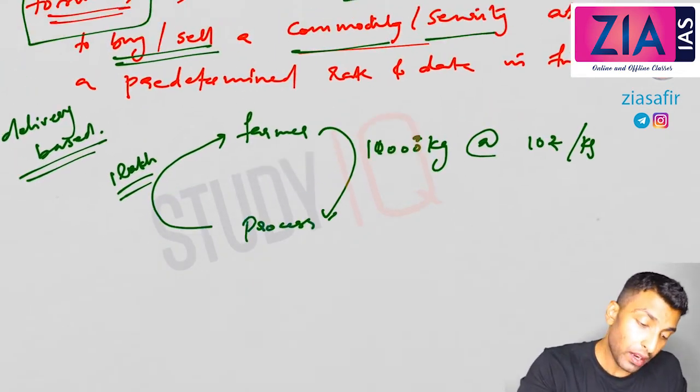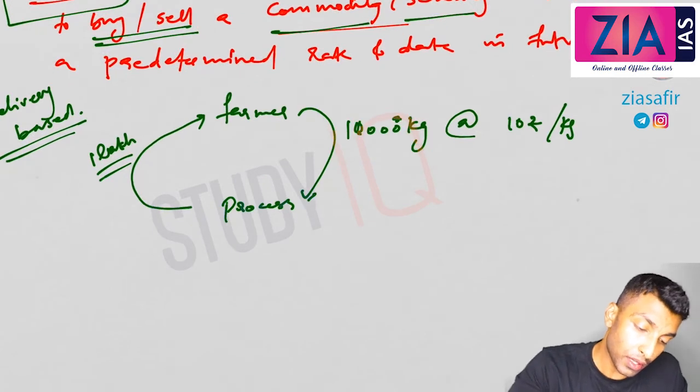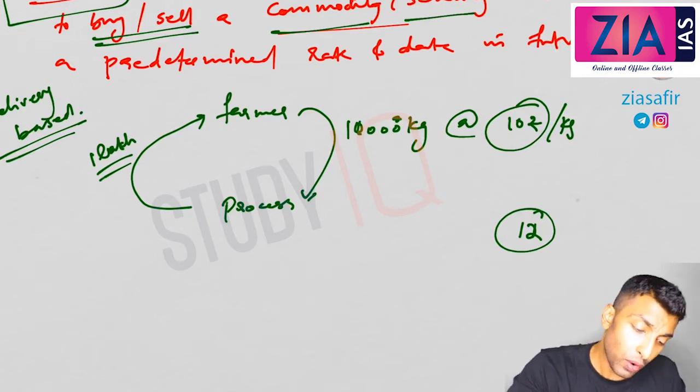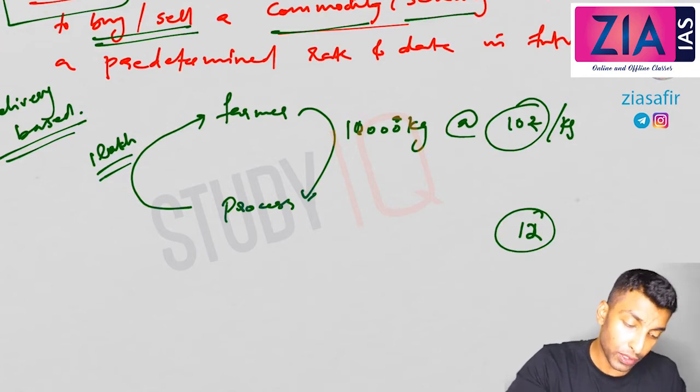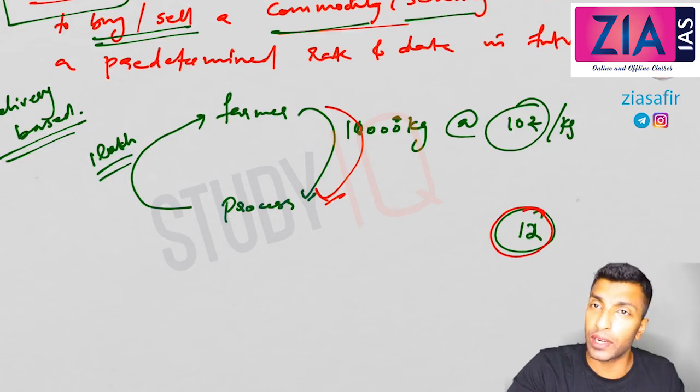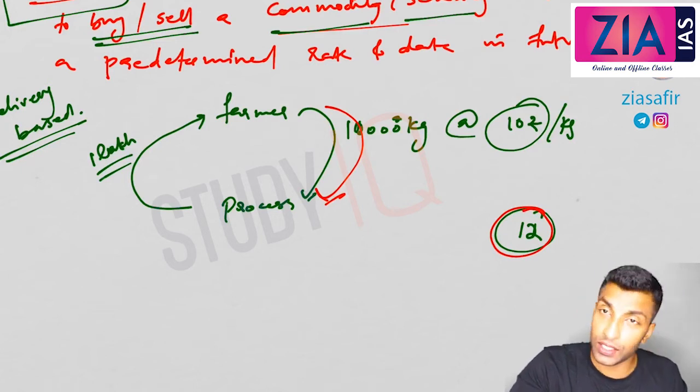So now what will happen if, let's suppose, the price increases from 10 to, let's say, 12 rupee. After the contract, during that time, the price increased to 12 rupee. Now if the farmer sells to this processor, he will get only 10 rupee. If he sells it in the market, he will get 12 rupee. So that is one scenario.